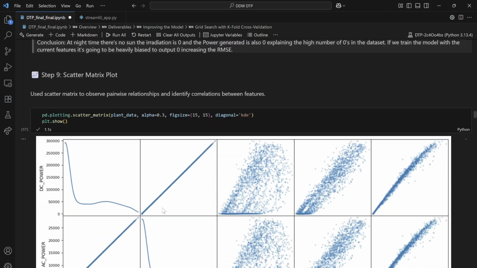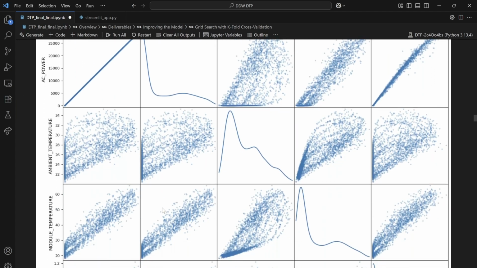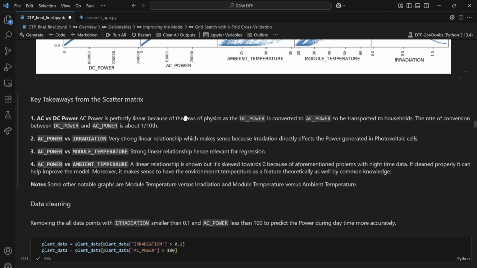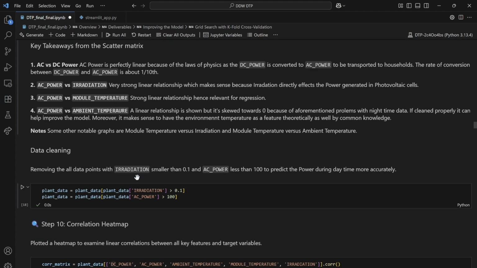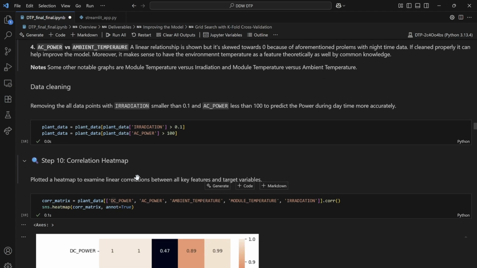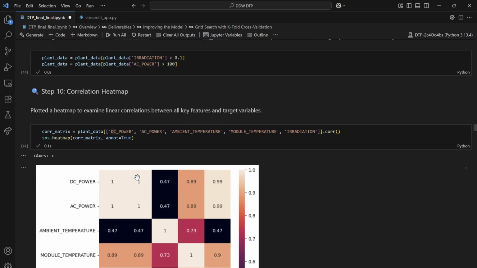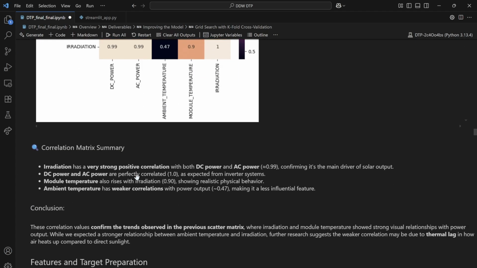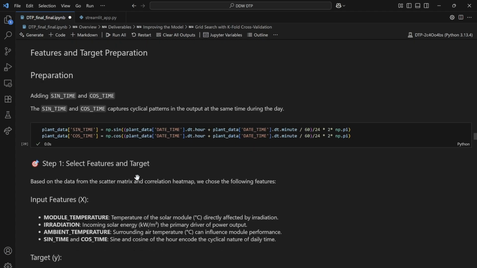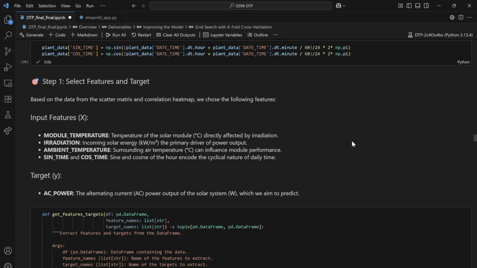Now we move on to scatter matrix plots to check the relationships and how strongly they affect each other. We figure out that irradiation and AC power are quite strongly related, and there is a similar relationship between module temperature and ambient temperature, which with more data engineering have the potential to be very good features. So we plot the correlation heat map. Then we find that the features we want to use are module temperature, irradiation, ambient temperature, and sine and cosine time. Why sine and cosine time? Because it captures the cyclical patterns in the output at the same time during the day.